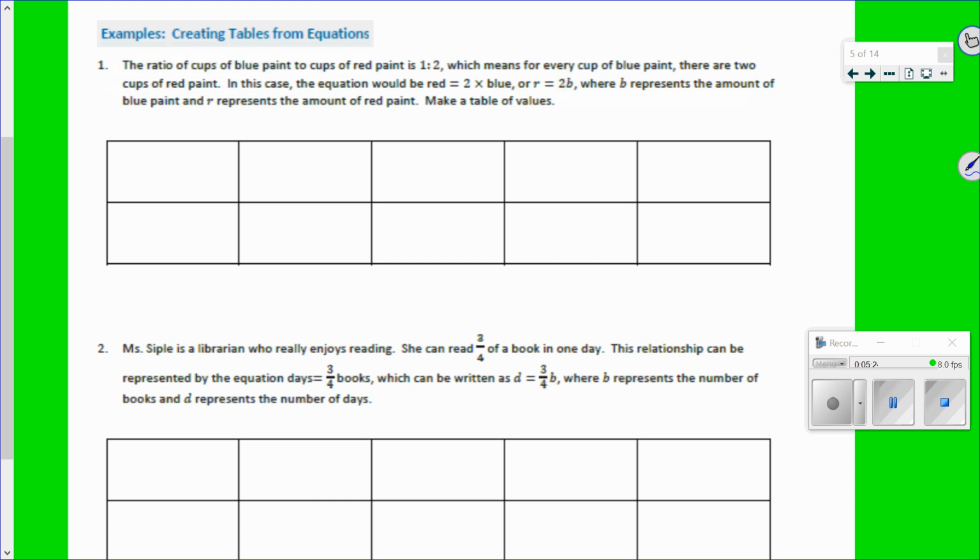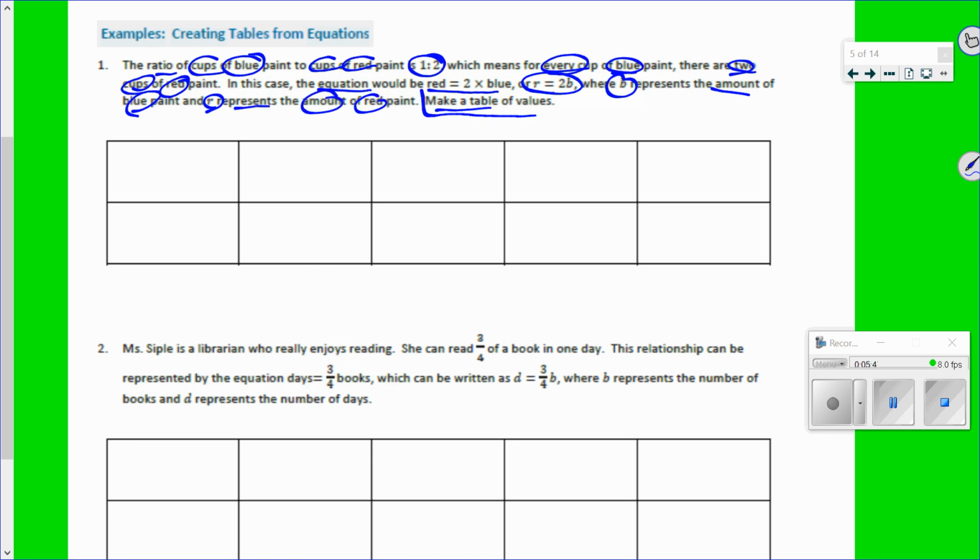Okay, and our first one, we've got the ratio of cups of blue paint to the cups of red paint is 1 to 2, which means for every cup of blue, there are 2 cups of red paint. In this case, the equation would be red is 2 times blue, or R equals 2B, where B represents the amount of blue paint, R represents the amount of red paint. Make a table of values. That's all we have to do on this.